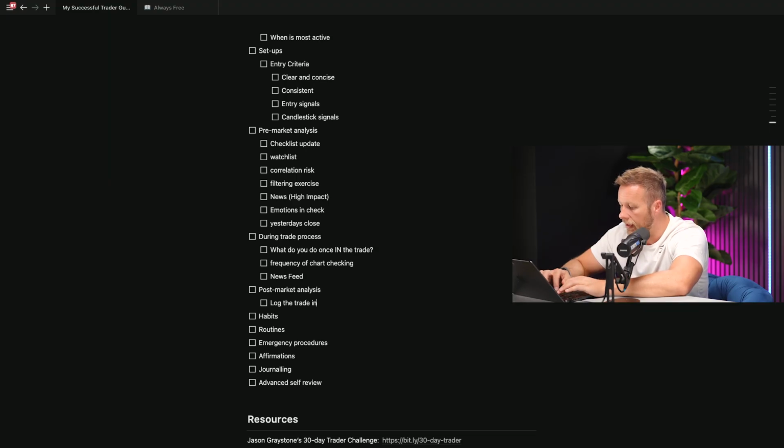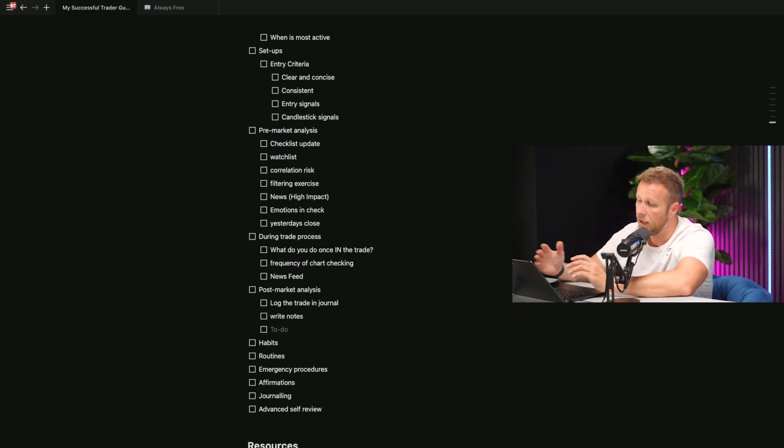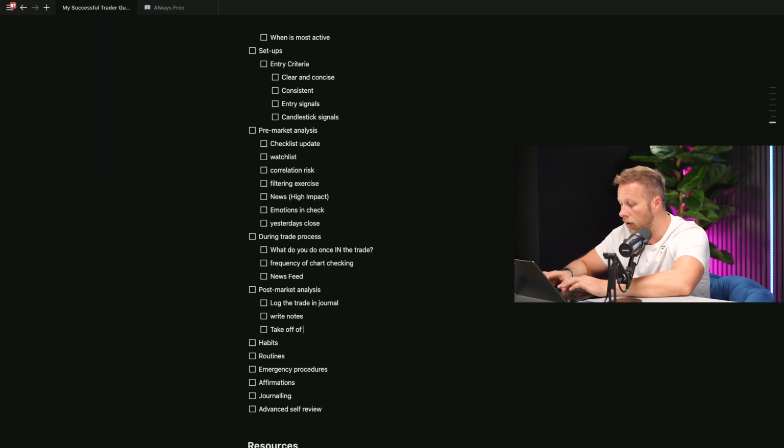So during the trade process, then we want to talk about after the trade. Do you log the trade in a journal? Do you write notes? Do you close off trades a certain way? Do you take it off the watch list? All these things you want to have written down so that you're not reacting in the moment, and it's a process where this is telling you what to do.